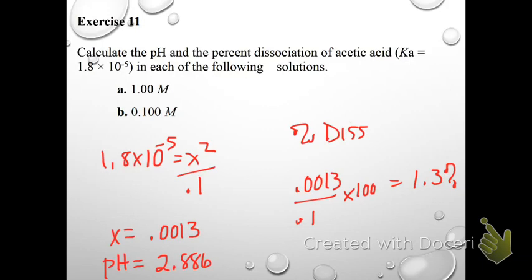But one thing I want you to be aware of is that we tend to think of weak acids as having super high pHs, like 6 or 7. These are relatively low concentrations of acetic acid, and they still have a pretty good low pH.